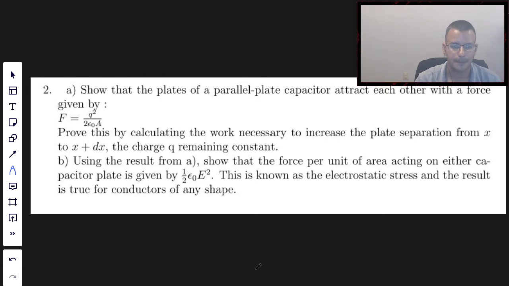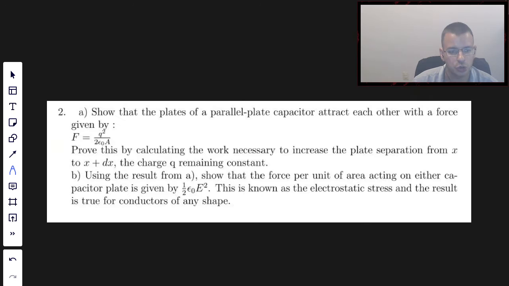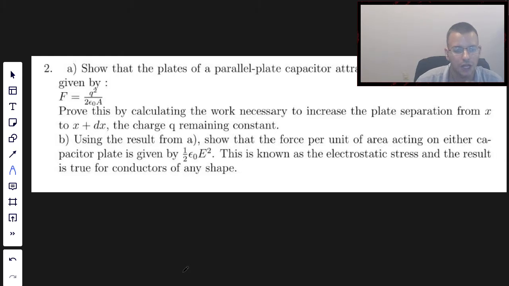Show that the plates of a parallel plate capacitor attract each other with a force given by this. Prove this by calculating the necessary work to increase the plate separation from x to x plus dx, with the charge Q remaining constant.